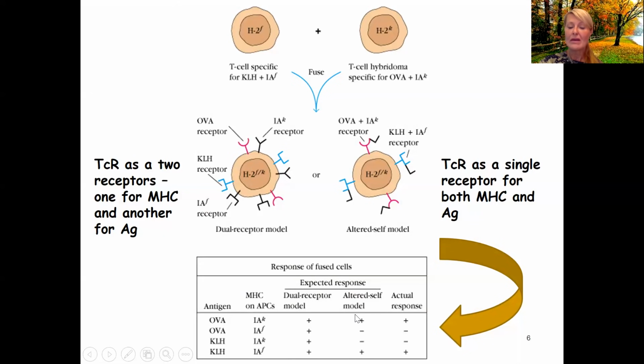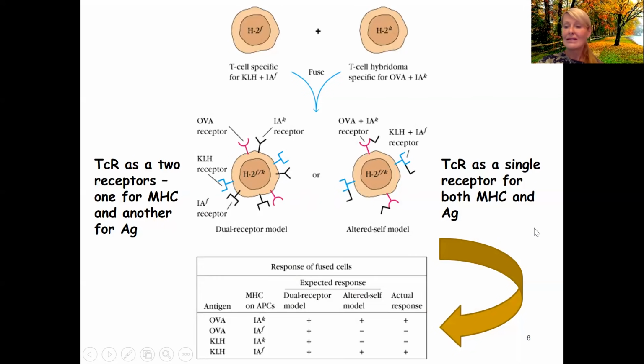So they performed these experiments and then they looked to see what the actual response was. And it was absolutely clear that they only saw a response from these fused T cells when it was as in the original form on the cells. As you see here, OVA in the context of IA of K, right? That's what that T cell receptor could see, or KLH in the context of IA superscript F. But it did not display these other combinations as you would if there were all kinds of separate receptors.